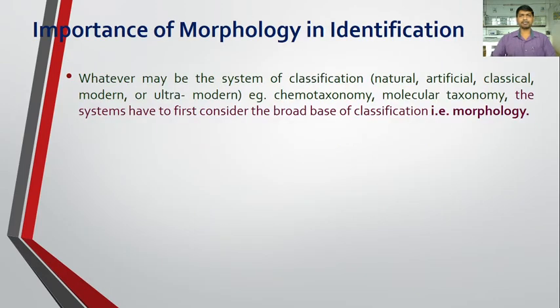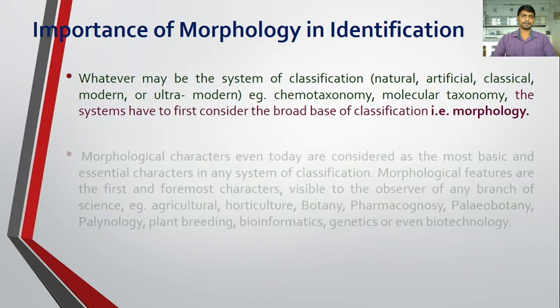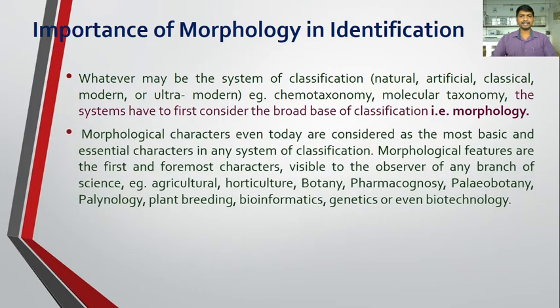Whatever may be the system of classification, whether it is natural, artificial, classical, modern or ultra modern, the system has to first consider the broad base of classification, that is the morphology. So all systems of classification have been based on morphology. Morphological characters even today are considered as the most basic and essential characters in any system of classification.